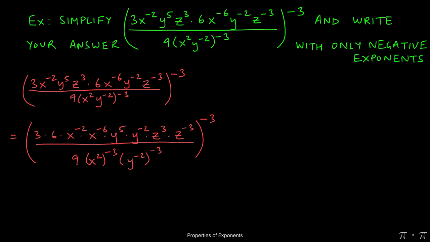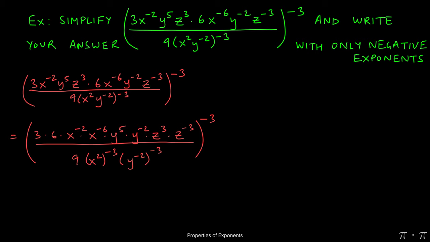Doing that, we get 3 times the 6 next to each other, the x's next to each other, so are the y's, and so are the z's. For the denominator, notice that the 9 did not get a power of negative 3 because it is outside the parentheses. Anything that's on the inside is what we apply the power of negative 3 to. And at the same time, this negative 3 that's on the outside, we're going to deal with it at the very, very end.